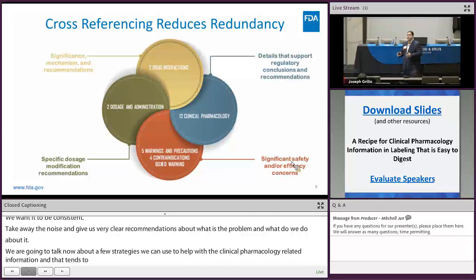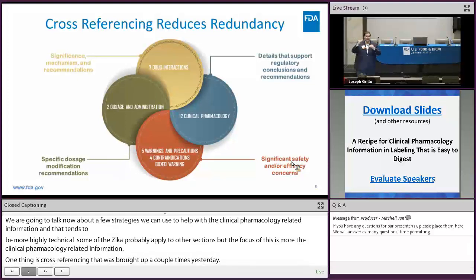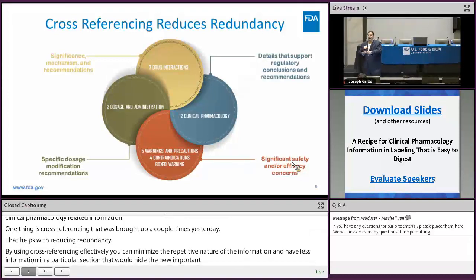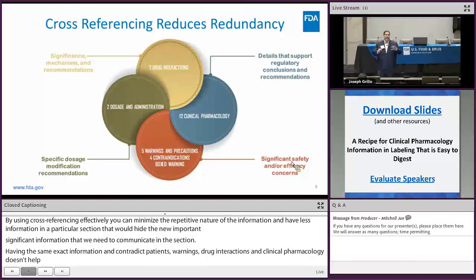So that really helps with reducing redundancy. By using cross-referencing effectively, you can minimize the repetitive nature of the information. You can have less information in a particular section that would hide the new, important, significant information that we really need to communicate in that section. So having the same exact information in contraindications, warnings, drug interactions, and in clinical pharmacology doesn't help because you have 4 huge paragraphs. So being strategic in where you put the information based on the regulations and guidances, you could really cut down a lot of the noise in labeling and still communicate the important information to healthcare providers.